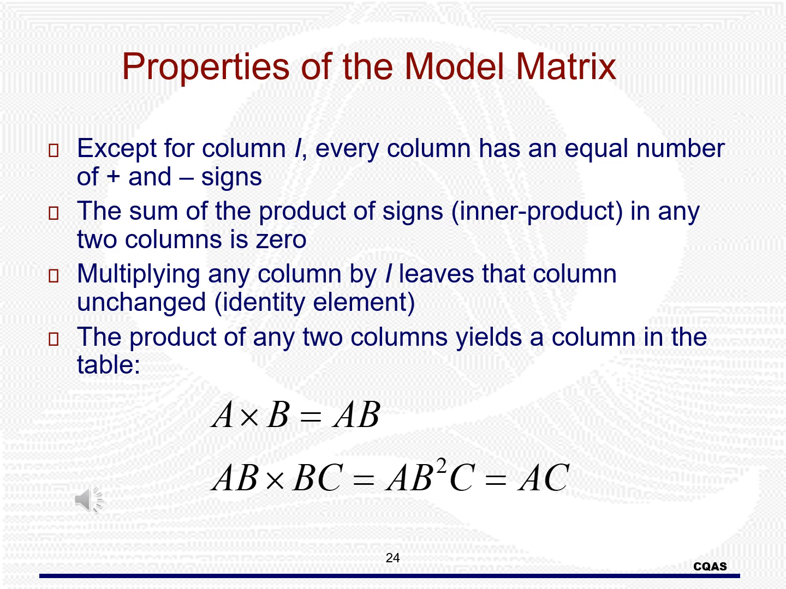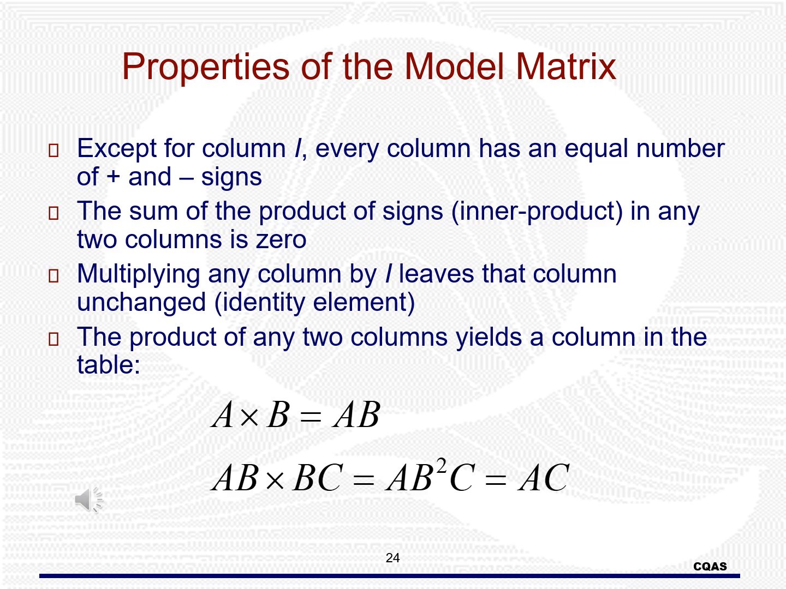Notice also that multiplying any column by I gives you that column back. This should not surprise you since I is equivalent to multiplying a number by 1. Finally, the product of any two columns yields another column in the model matrix. A times B yields AB. Also, utilizing modulus 2 math, AB asterisk BC equals AC. We will revisit the modulus 2 math when we talk about fractional factorials.